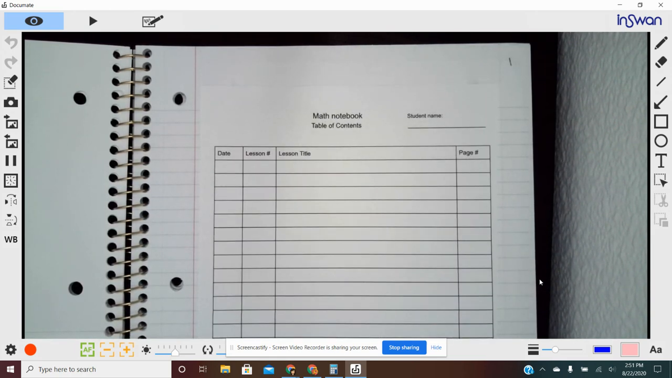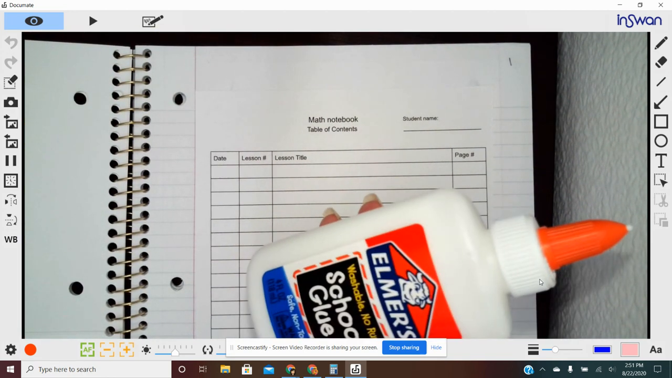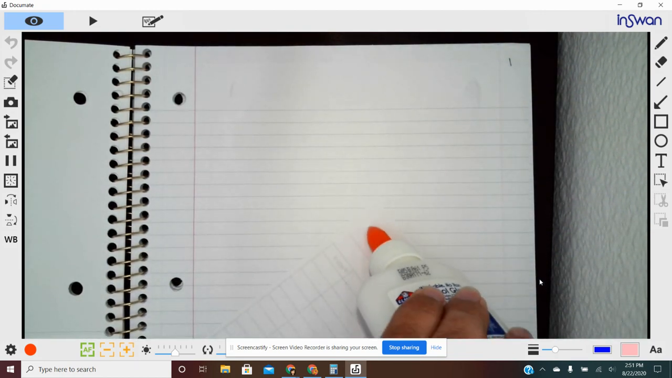We're going to glue in 4 of these table of contents pages. So I use just your regular old glue. I prefer glue to glue stick because glue stick dries up and then the pages that I've glued in tend to fall out in a month or two.